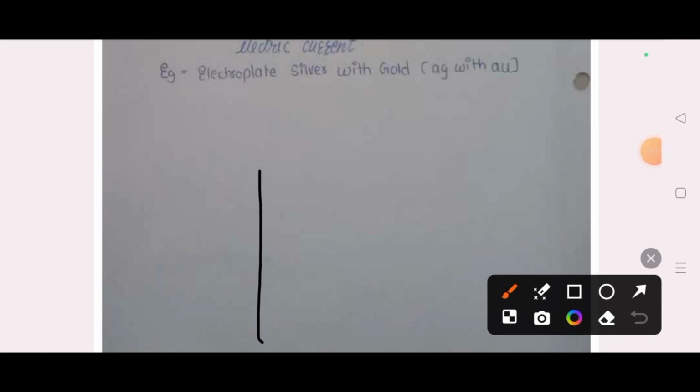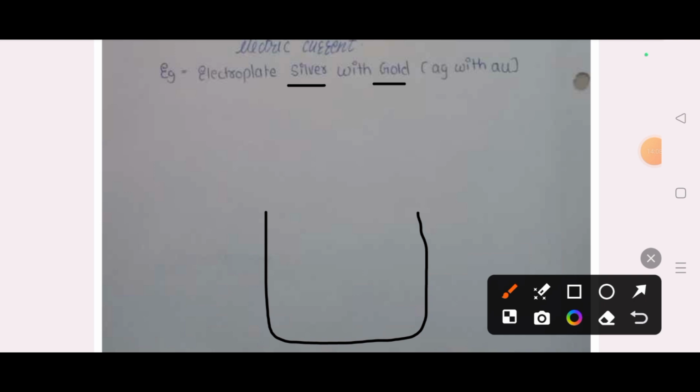So first take a container. When you take a container, as I told you, you have to electroplate silver with gold. So you need to take the gold solution, that is AuSO4. This is not written in a correct order, it's not perfect. You can write it by yourself in a perfect manner. So you will take AuSO4.